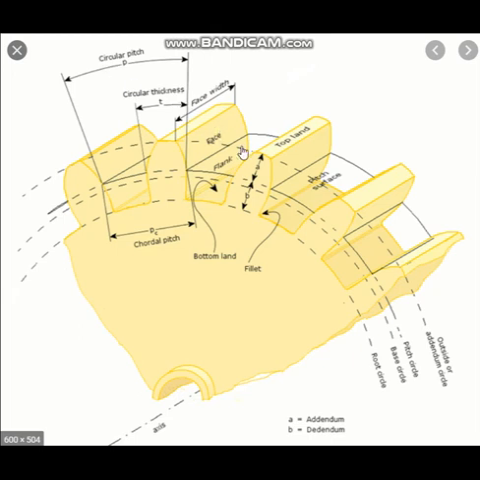So this is the addendum, this is the dedendum. From pitch circle to the top is addendum, from pitch circle to the bottom is the dedendum. So this circle is addendum circle and this circle is the dedendum circle. So this is about some of the terminology of the gears.